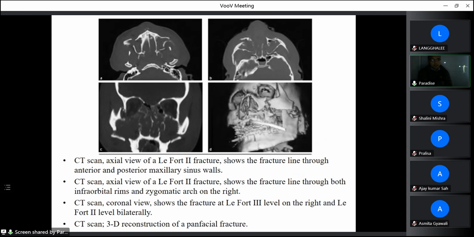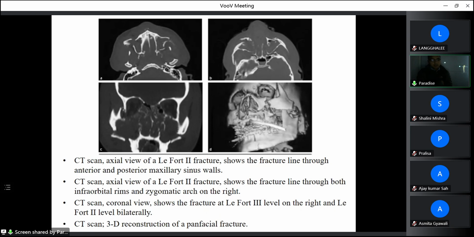As you can see, the CT scan of axial view in the first figure of Le Fort 2 fracture shows the fracture line through the anterior and posterior maxillary sinus wall. The CT scan of axial view in the second figure is of Le Fort 2 fracture, so the fracture line goes through both the infraorbital rims and the zygomatic arch on the right.